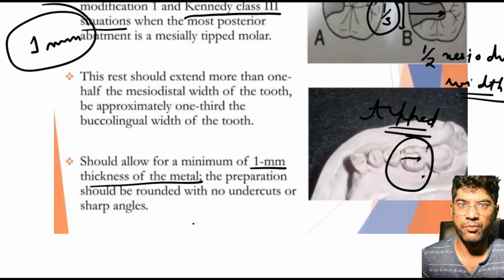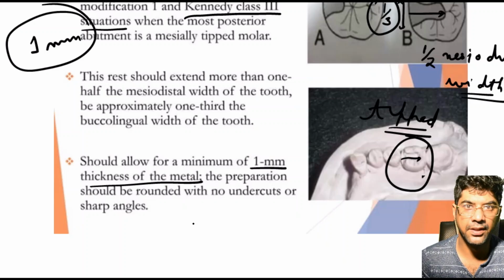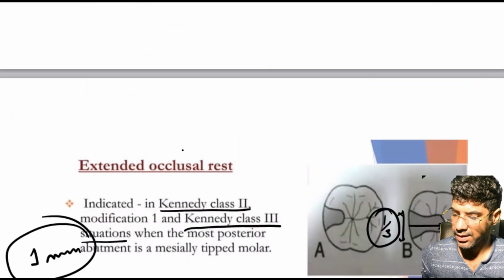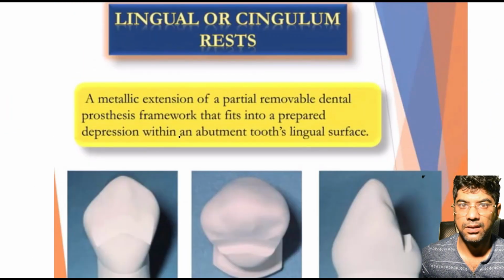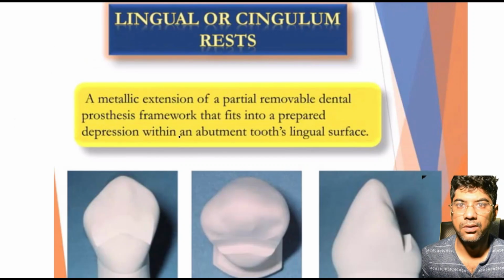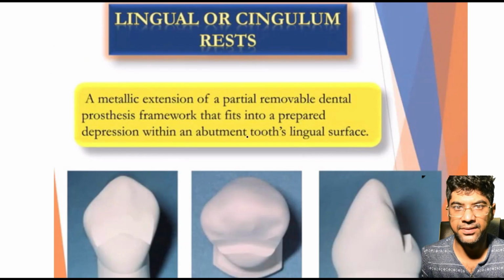So that thickness would provide sufficient strength and rigidity to the rest. Now the shape: the preparation shape should be round with no undercuts or sharp angles. In a case where the abutment tooth is severely tilted, the extended occlusal rest may be designed only to restore the occlusal plane. That helps in aligning the occlusal surface and providing necessary support.